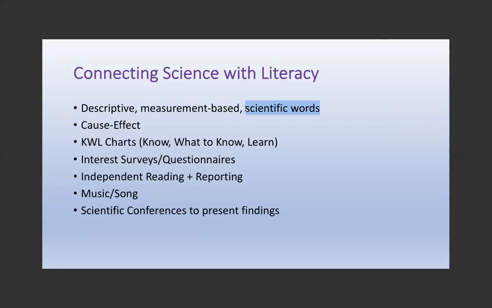You can cover some vocabulary early on, but most of that vocabulary is going to develop naturally on its own. Then the teacher, as a facilitator, will go back through and clarify these words, these concepts, and any misconceptions about them. Cause and effect is important. This is an important literacy skill, but it's also an important science skill to look at how one thing affects another.